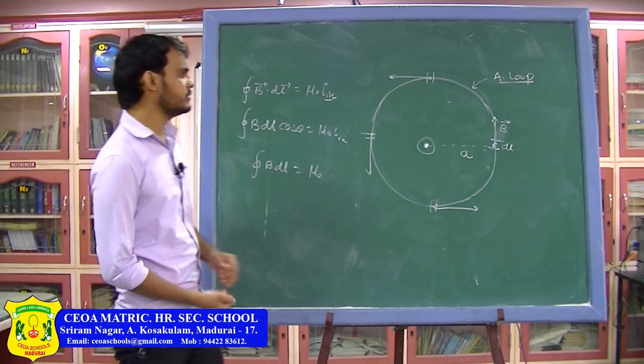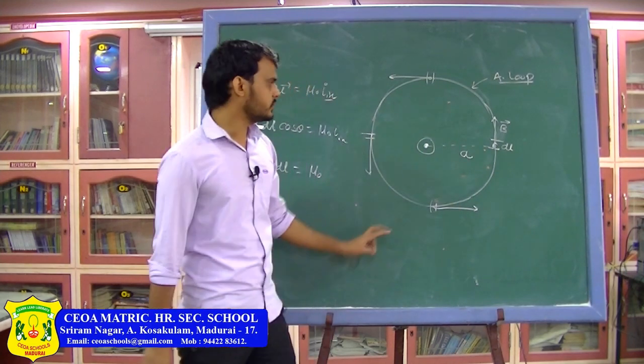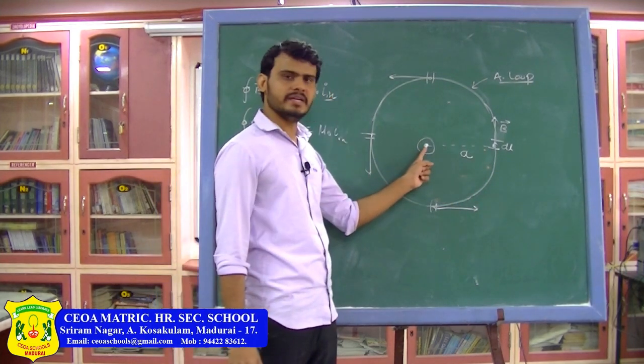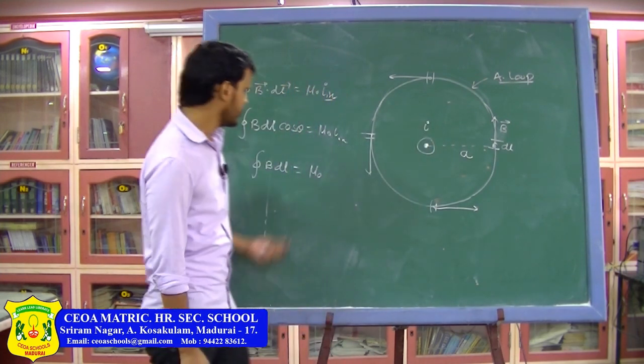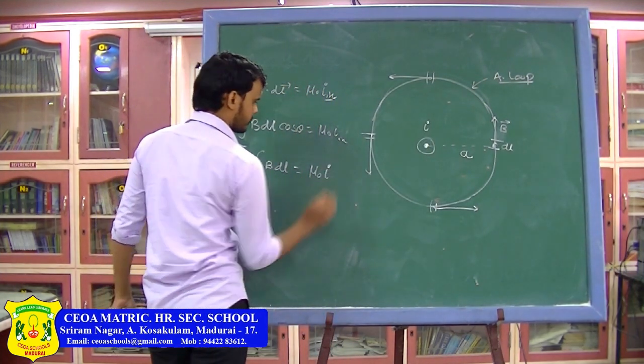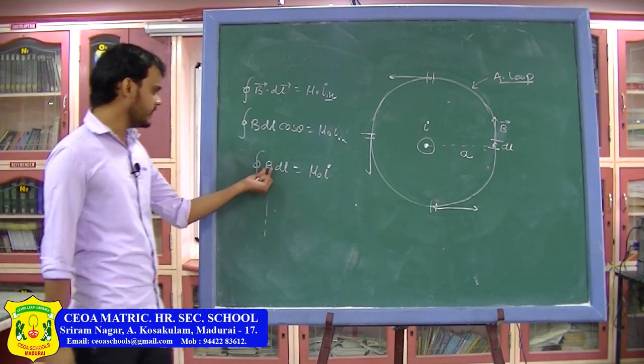Now I in is the total current inside the loop. So inside the loop, if you see, there is only one current which is coming out. So I can write this is my total current which is inside the loop. So here this will be I. Now I have to find this integration.